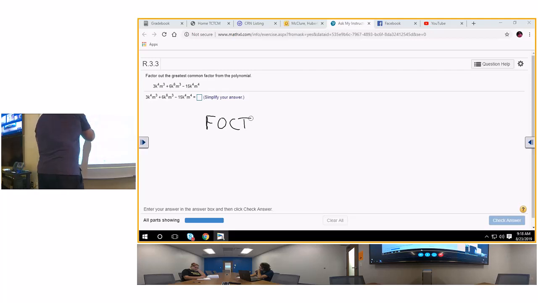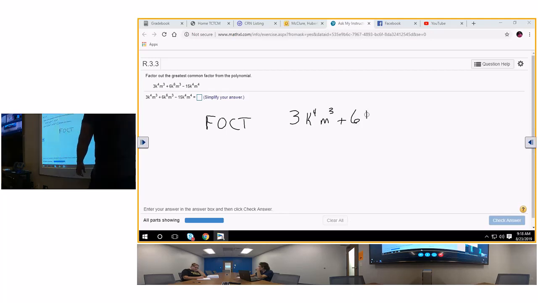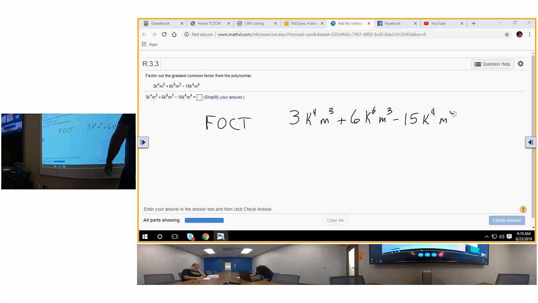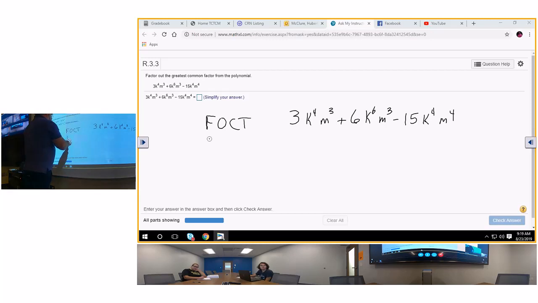So we got 3k to the 4th m to the 3rd, plus 6k to the 6th m to the 3rd, minus 15k to the 4th m to the 4th. When you factor out a common term, you always pull out the largest number and the what? The largest exponent that you can. Okay? So let's look at 3, 6, and 15.